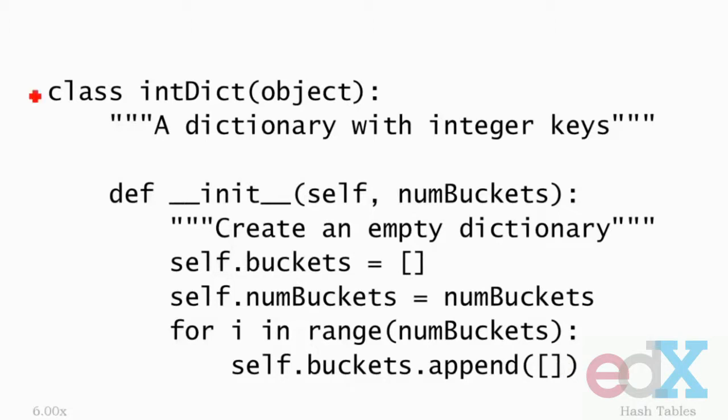So we've got class intDict. Init does exactly what we looked at in the last segment. It takes the number of buckets as an argument and then creates an empty dictionary and then goes through and adds to each dictionary a bucket which is initialized to be the empty list. Exactly what we saw in the picture in the last segment.